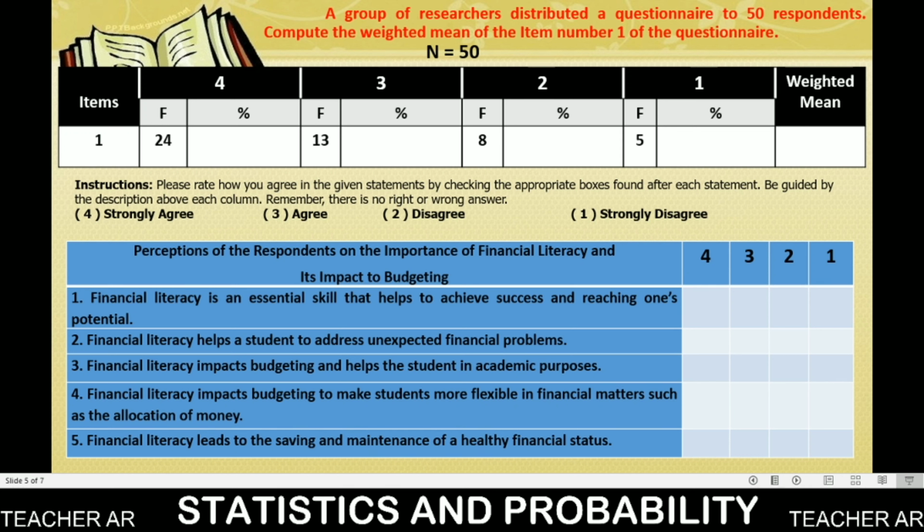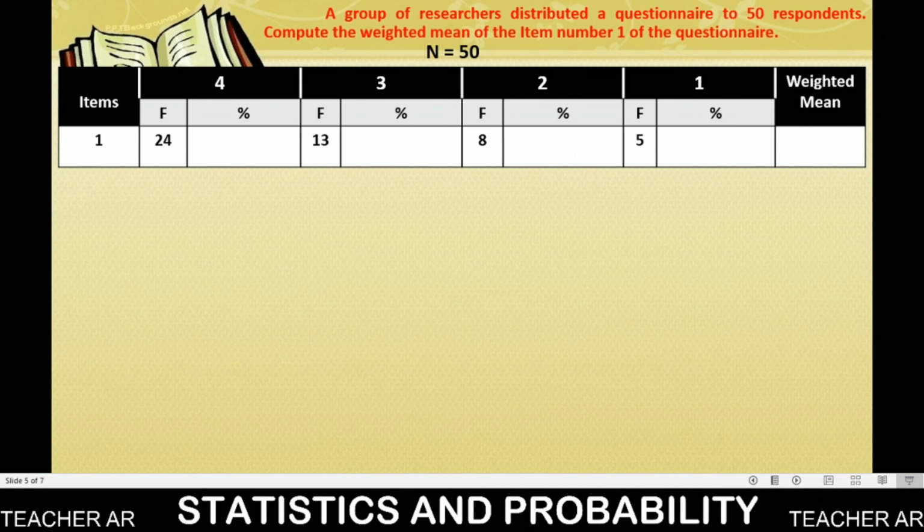Okay, so let's now proceed to the computation of our weighted mean. How to compute the weighted mean. The first thing that we need to do is compute the percent. As I discussed earlier, I already gave the formula in computing the percent. The formula is P is equal to F over N times 100. F is for frequency, N is for the number of respondents, and P is our percent. So we need to compute the percent in each legend.